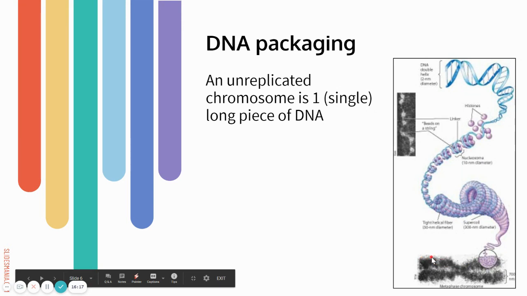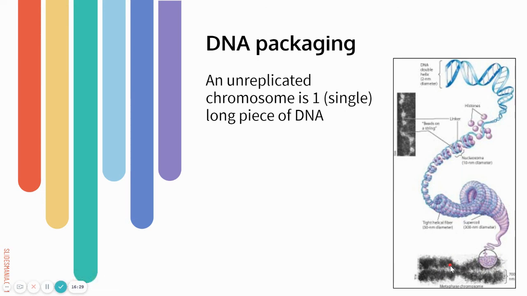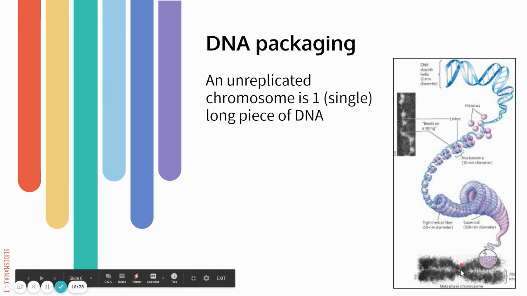And the point here is that one unreplicated chromosome, this is showing a replicated chromosome, but an unreplicated chromosome is a single piece of DNA that's just really, really, really long. So when you're looking at a single unreplicated chromosome, that is a single piece of DNA. And then once the chromosome replicates, or once the DNA replicates, it's going to become two pieces of DNA instead.